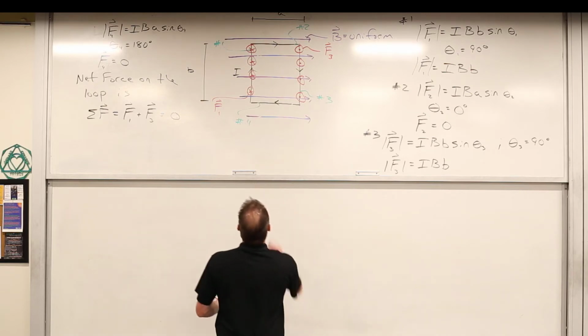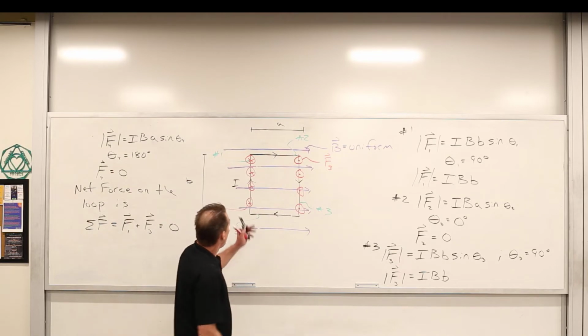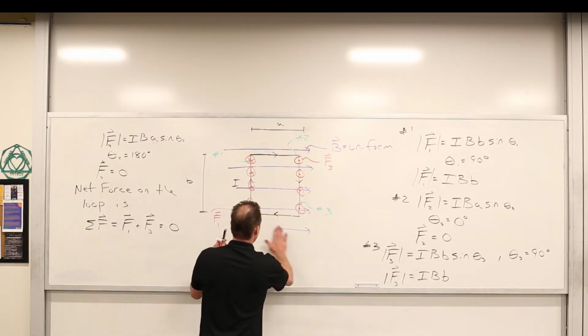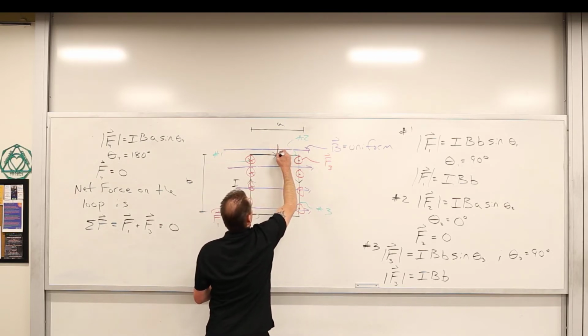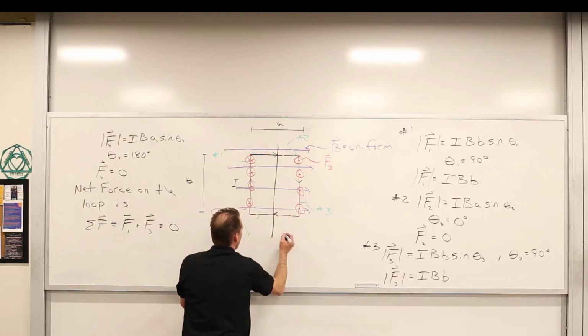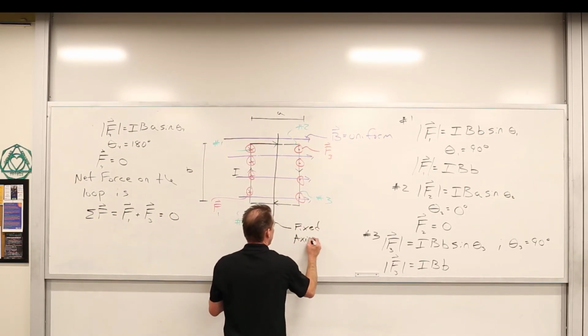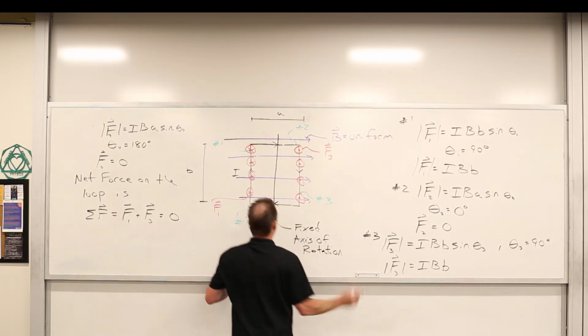So, let us go ahead and make this a little simpler on us, and we will make a fixed axis of rotation. So I'm going to take this system here, just going to get rid of that. I'm just going to put an axle down the middle, so that we have a fixed axis of rotation.